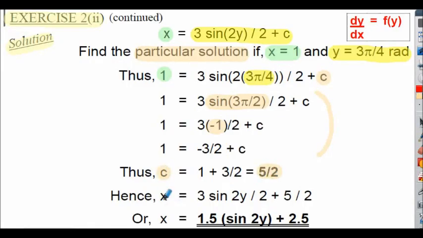So our final solution for exercise 2 part 2, x is equal to 3 multiplied by the sine of 2y divided by 2 plus 5 upon 2. And the last line just slightly simplified the right hand side, because 3 divided by 2 of course is 1.5. So 1.5 multiplied by the sine of 2y plus 2.5, 5 divided by 2. That's the full work solution for exercise 2 part 2.